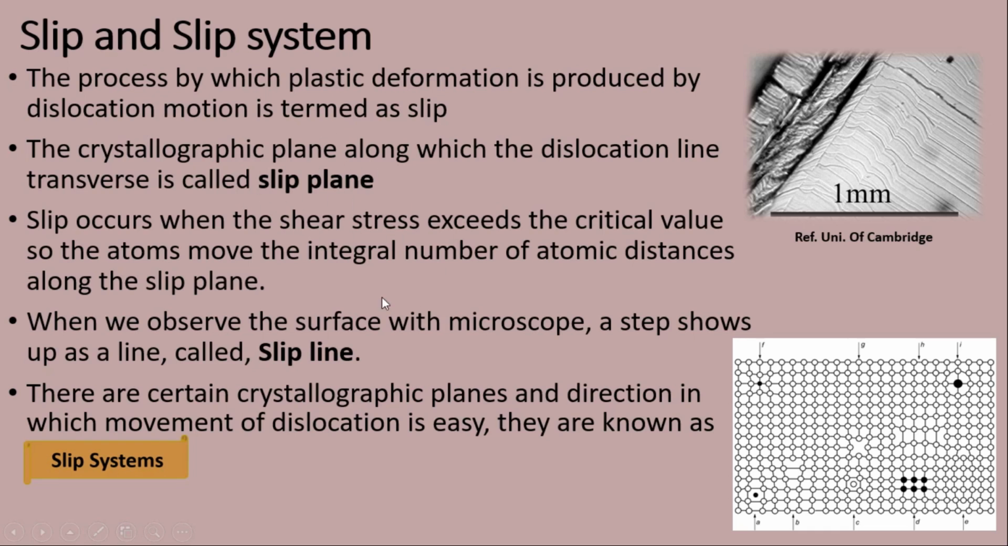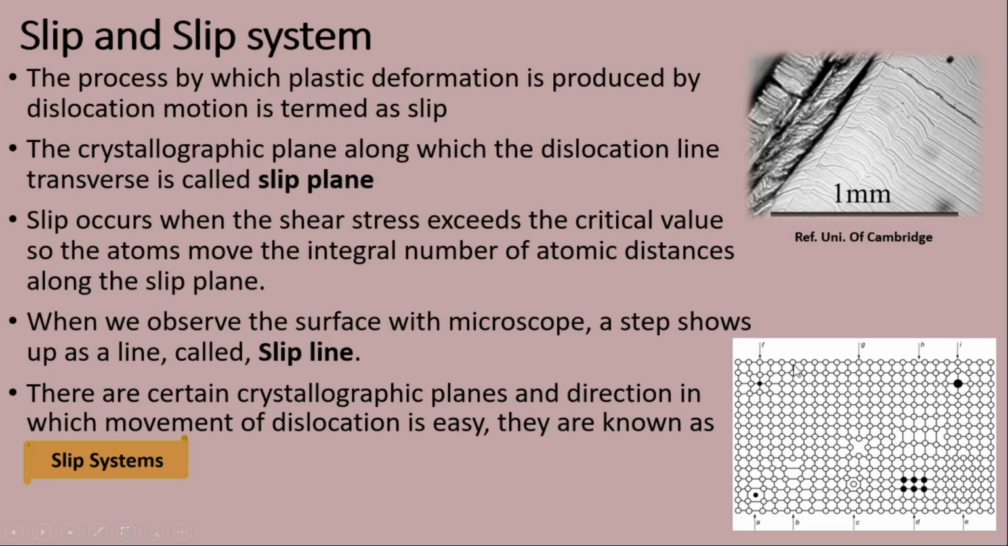That dislocation motion doesn't occur in every plane in the crystal structure. It tends to occur in certain planes. In the unit cell there are a lot of planes, so dislocation motion doesn't occur in every plane. It occurs in certain planes, which are known as slip planes. So slip occurs when the shear stress exceeds the critical value, so the atoms move integral numbers of atomic distances along the slip plane. What does it mean?